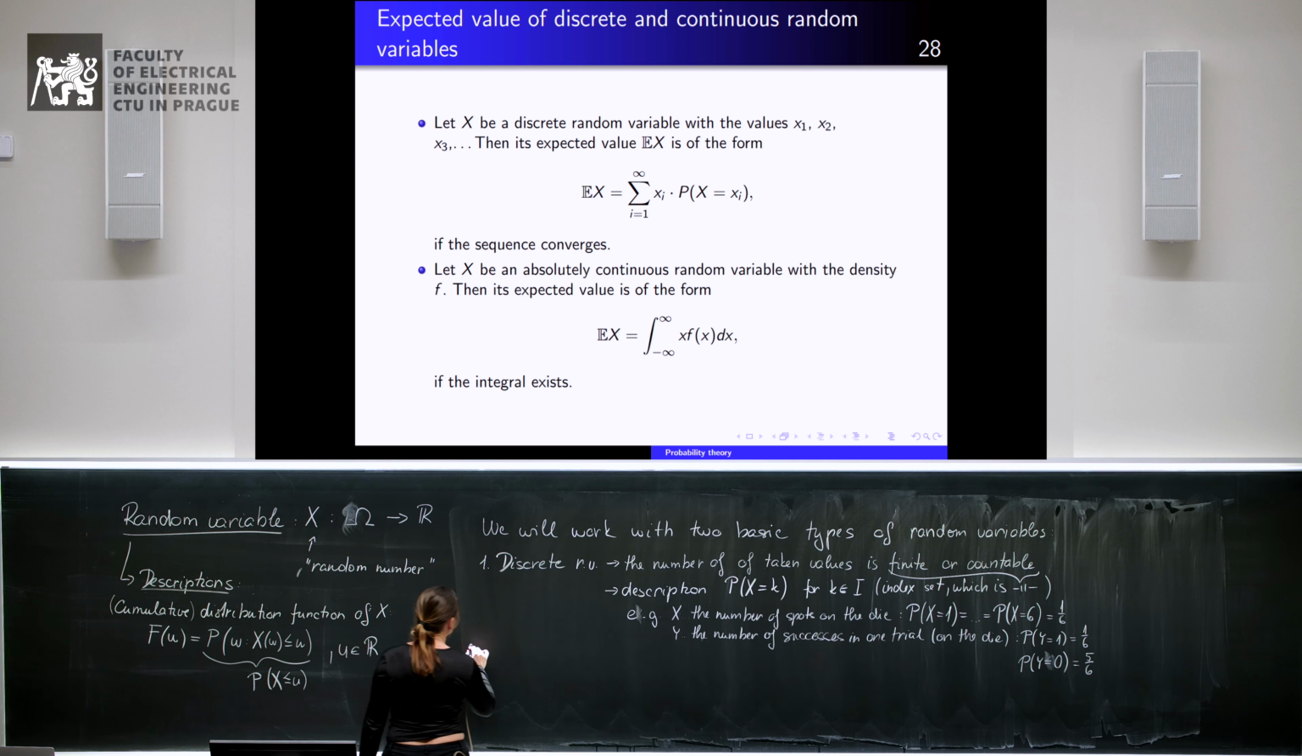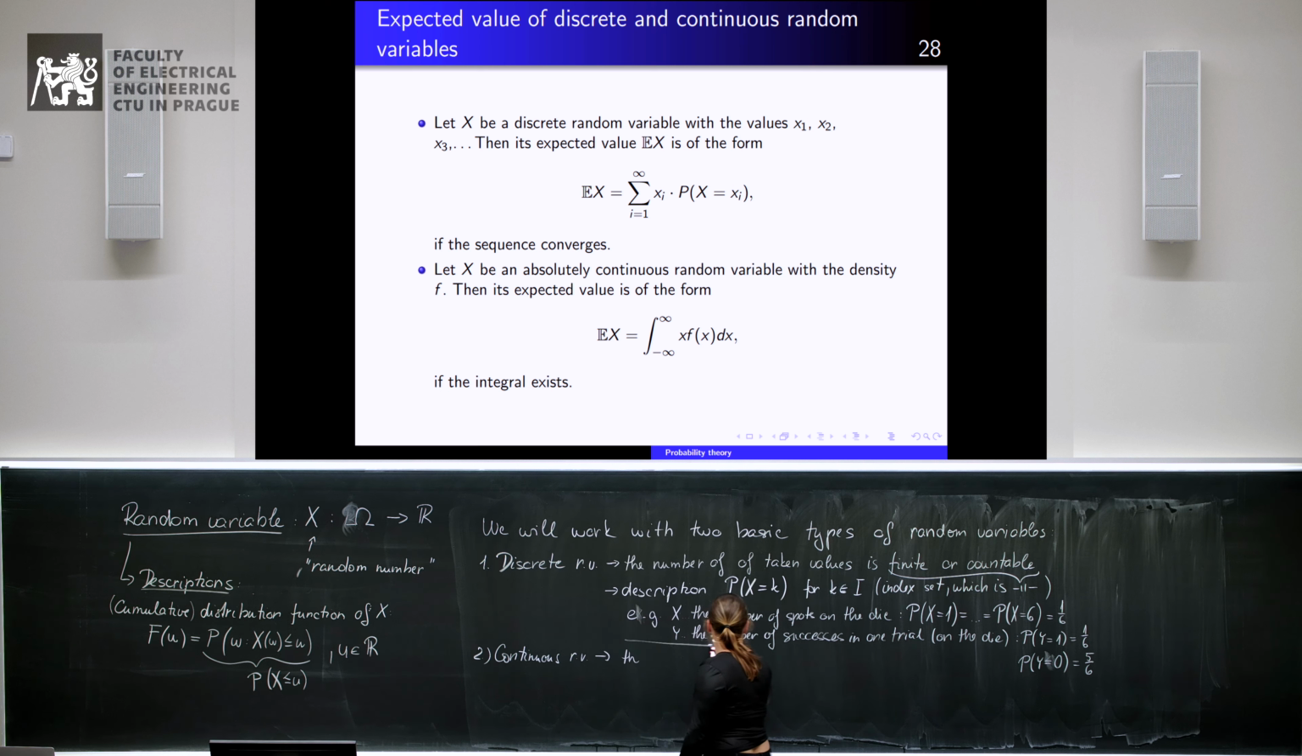And the second type are continuous random variables, meaning that the number of taken values is uncountable.